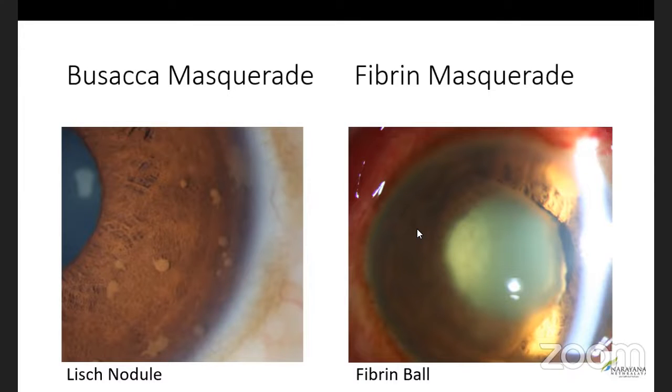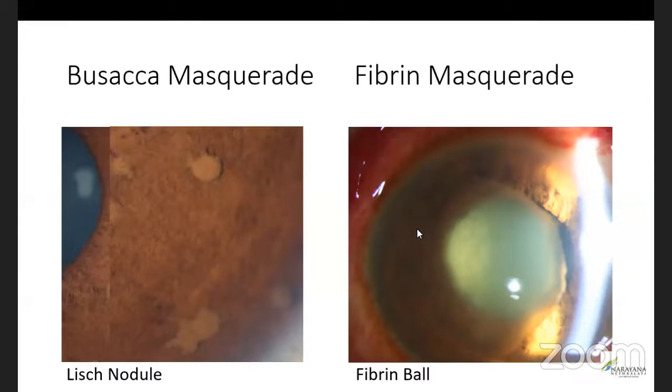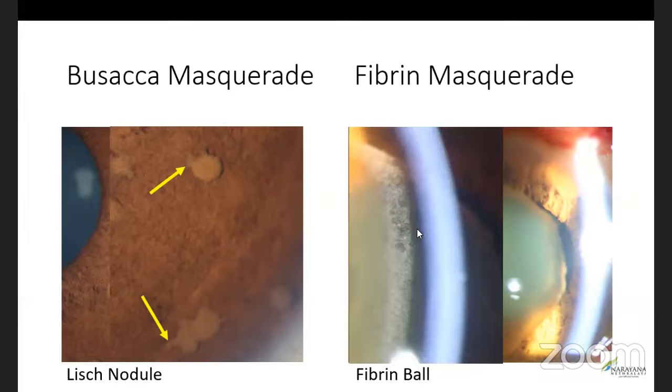The first patient, if you look at these lesions very carefully, you can see those extensions which are not typical of Busacca nodules. They are iris nodules. The anterior chamber was quiet and there were no KPs. Whereas in the second case, the patient had a coconut injury and was referred as dislocation of the anterior lens. But if you see this lesion, it is not a lens, it's a fibrin ball.